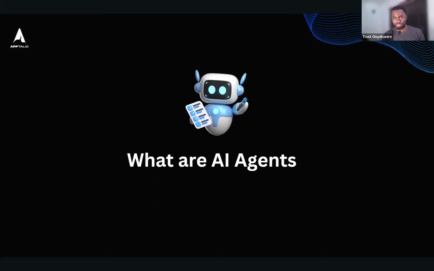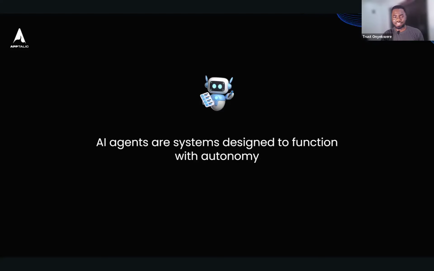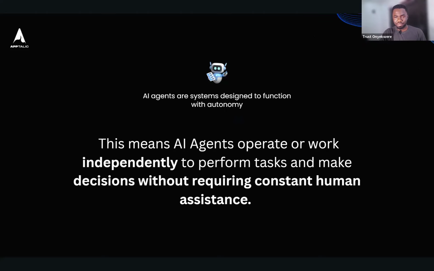So let's get started. The basic question obviously is, what are AI agents? And the quick answer is that AI agents are systems designed to function with autonomy. Now, that's quite a big, heavy sentence with lots of big grammar in there. But what does it mean exactly? What it means is that AI agents work alone without any further assistance or any manual human supervision. So the keyword here is independently.